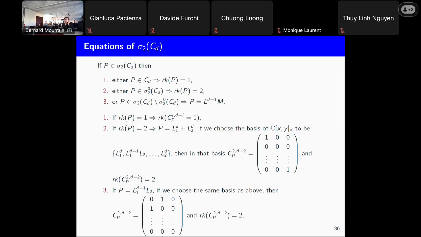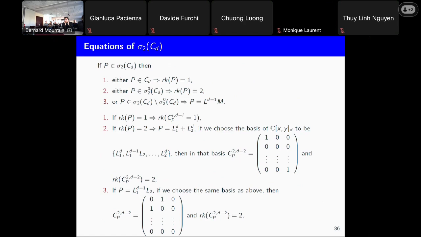And you will do the same for this polynomial here. This is a point on a tangent line. This is again your W state. You choose the same basis over here. And in this basis, this polynomial will always have a 1 over here and a 1 over here. Okay, so again, it will have rank 2.